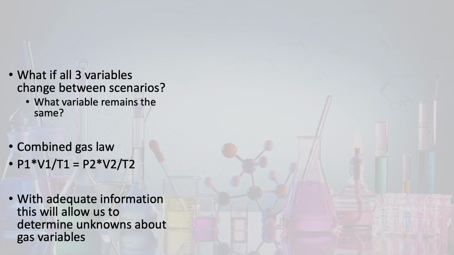In our previous examples, we only ever covered gases within vessels when there were two variables given to us, or an instance where only one variable was changing. So you may be asking yourself, what happens if all three variables change between an initial set of conditions and then a second set of conditions?